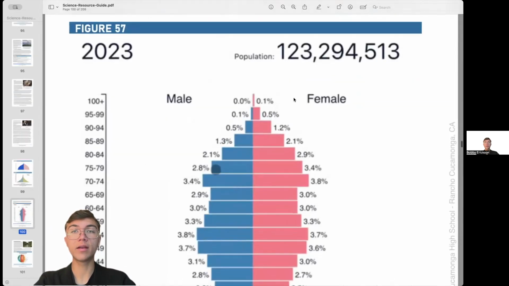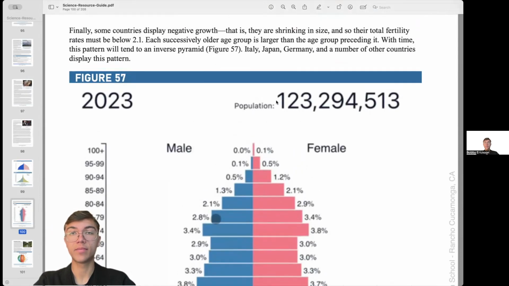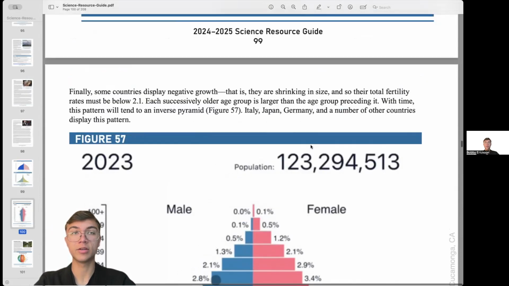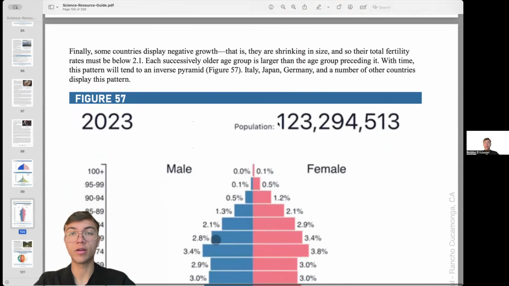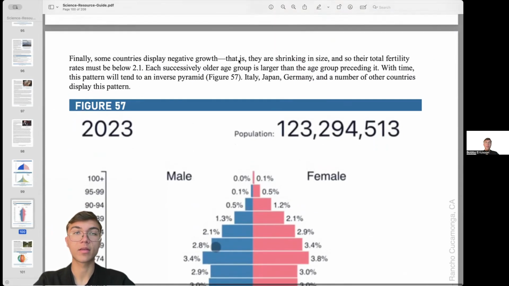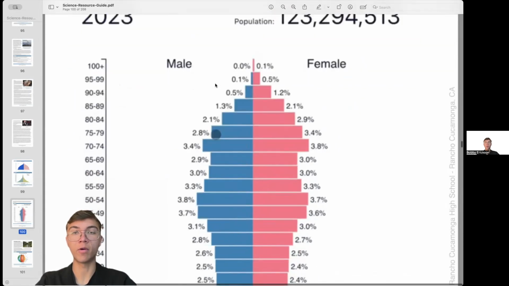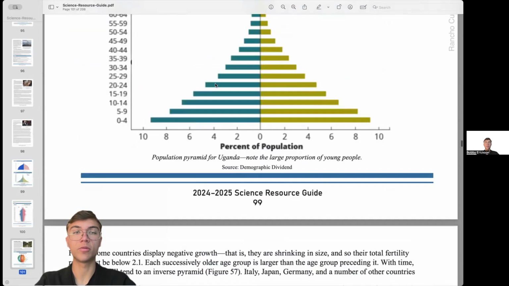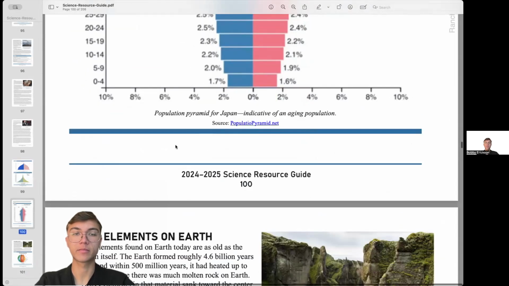And so we can also remember that the population of Japan is 123,294,513. Some groups are actually showing negative growth, as I talked about, with an inverse pyramid, such as Italy, Japan, and Germany. They show an inverse pyramid because they have a total fertility rate below 2.1. Or not 2.1%, just 2.1 people.